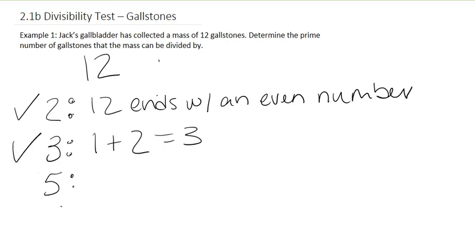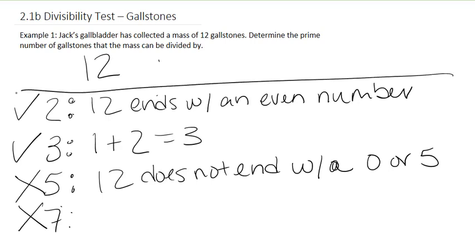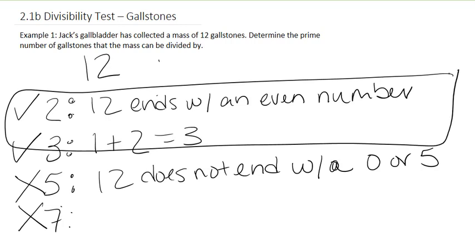So 3 also checks out. Now we look at 5. So this does not work. 12 does not end with a 0 or 5. Then we can look at 7. But 7 doesn't go into 12. It goes into 14, which is pretty close, but not quite. So this one does not work. So we would say 2 and 3 are the prime numbers that can go into 12. So let's look at another example.